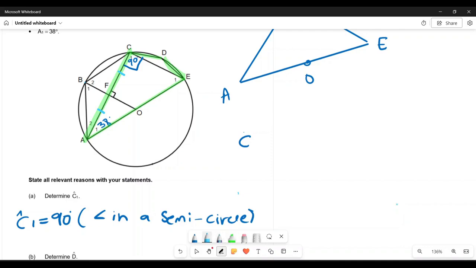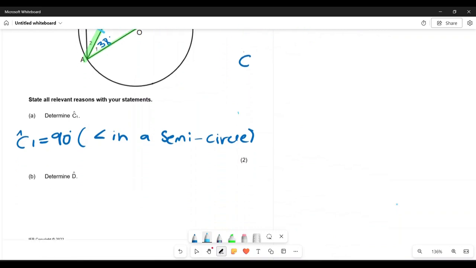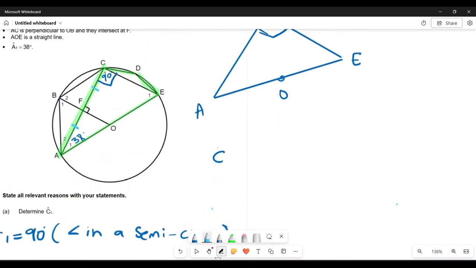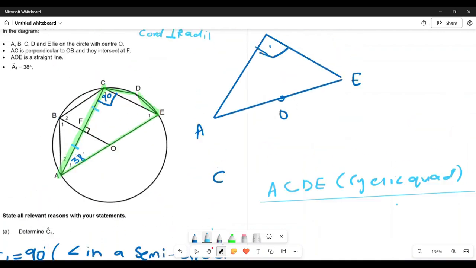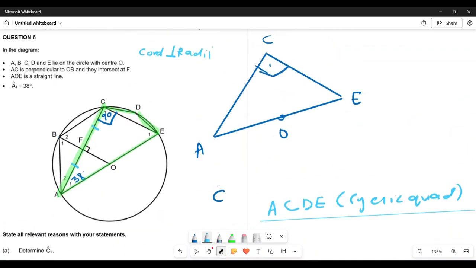So I'm going to first start by mentioning that. I'm going to name where I'll be doing my workings. So cyclic quad. I'm going to name that A, C, D, E, right, which is my cyclic quad. This is the other shape. And why am I using this shape? It's because I have values in this shape. I'm given A1. I have this angle C alone, right, which is 90 degrees. Now, what is that angle that I'm trying to determine here? I'm trying to determine this angle here, D.